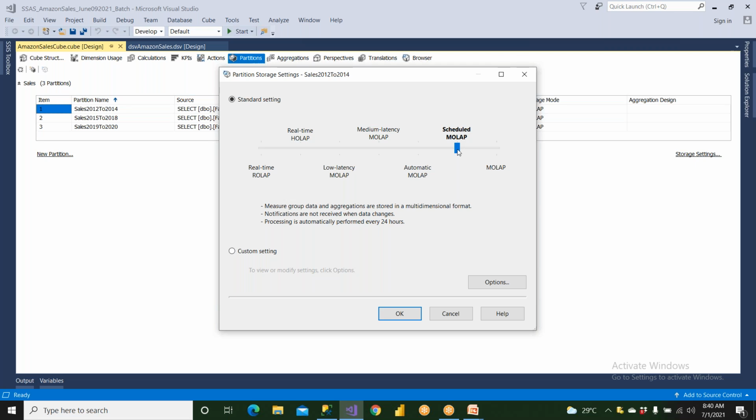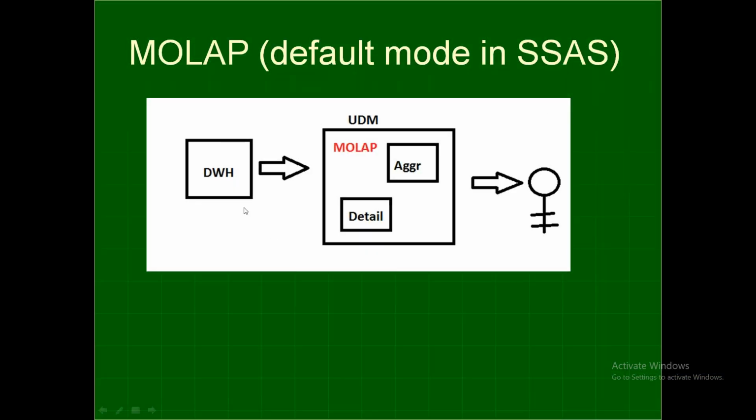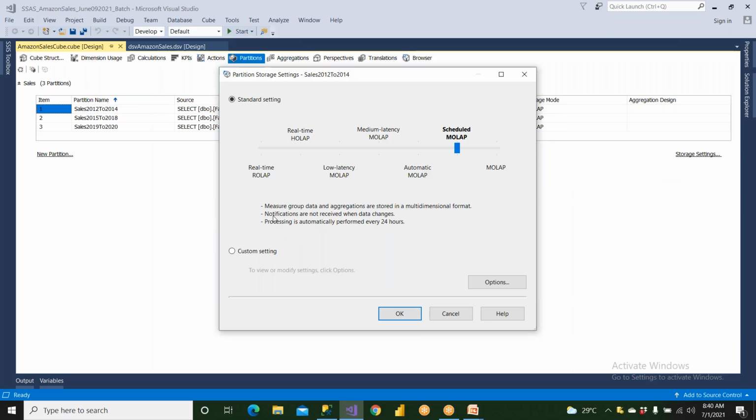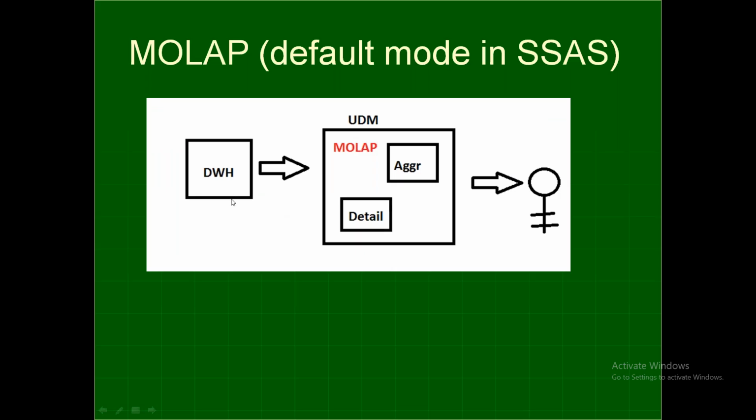I'm saying scheduled MOLAP. Oh, listen to me. What is that? Measure group data and aggregations are stored in multi-dimensional format. What is the meaning? All the data from here is going to come and be stored in the cube database. Fine. And aggregations are also done. Fine. Now, second point, notifications are not received when the data changes, where? In the data warehouse, right? So when the data comes in here, the SSAS engine is saying, I don't know whether the data warehouse is getting new data or not.